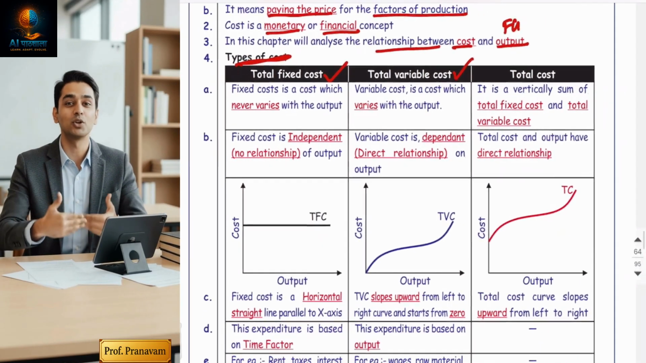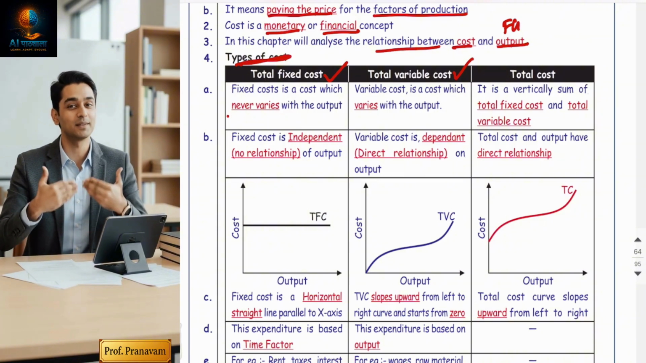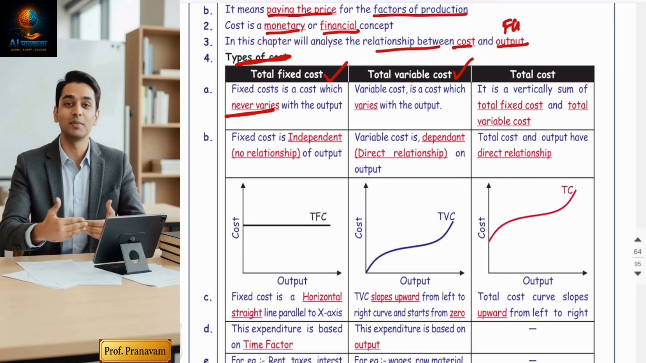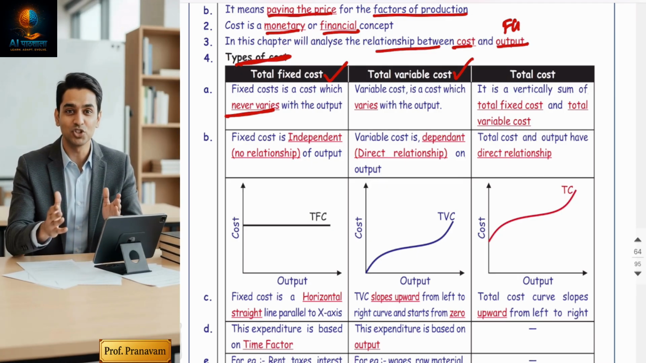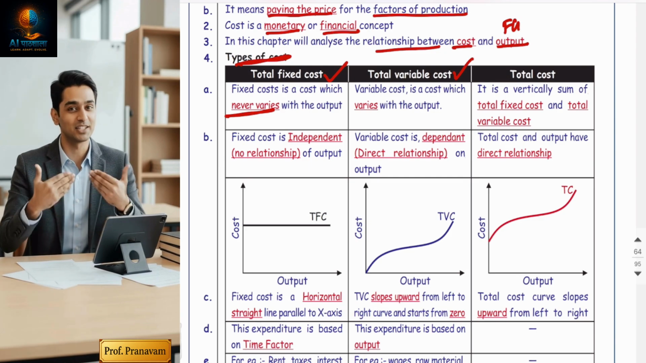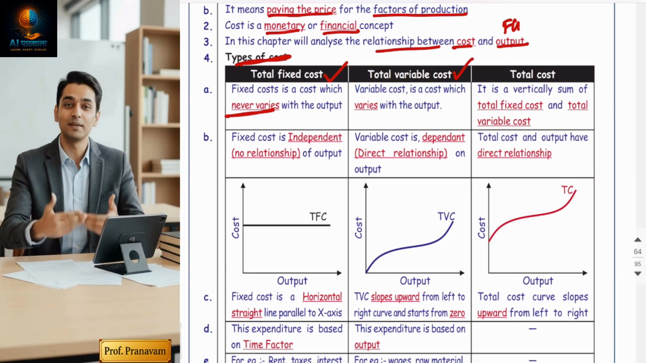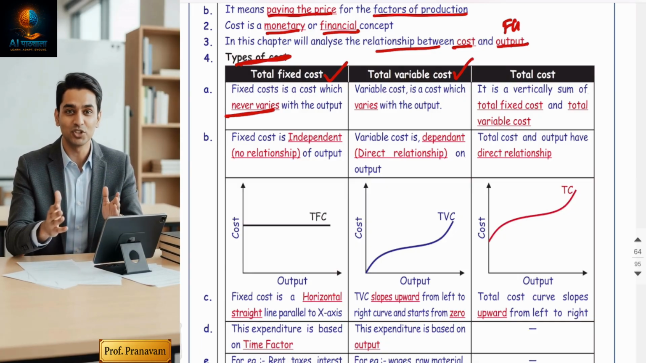Now understand what you mean by fixed cost. Fixed cost means that cost which does not vary with the output. Guys, fixed cost never changes with the output. For example, rent. Suppose I have taken a factory on rent and the rent is 5,000 per month. Irrespective of whether I'm conducting production or not, every month I have to pay the rent. So fixed cost does not vary with the output.